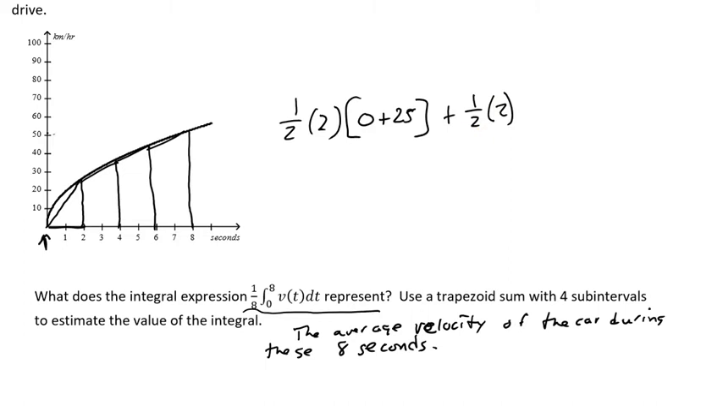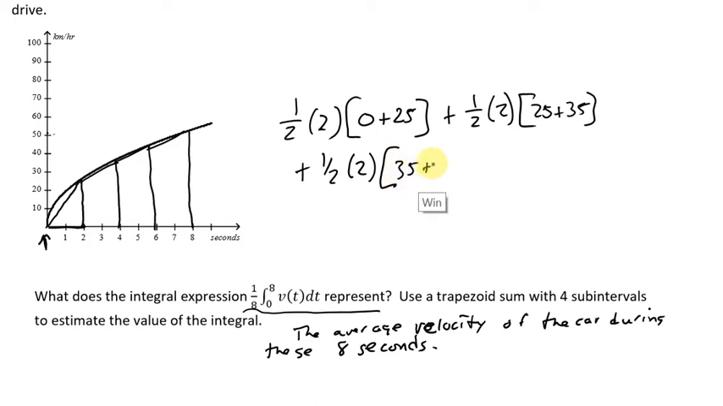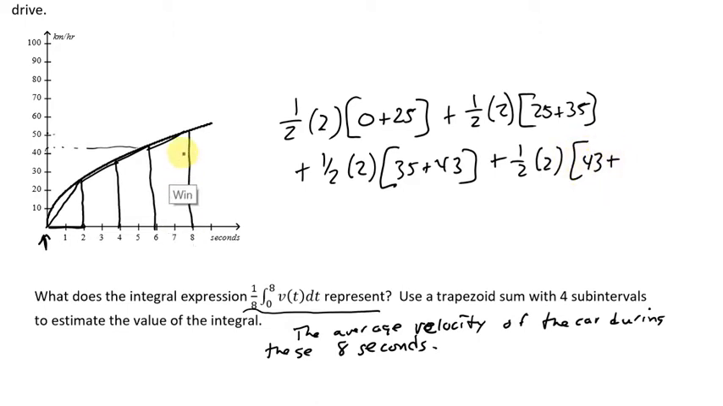And then it would be 25 plus, then that'd be 35. Plus 1/2 times 2 again, and then 35 plus at 6 it looks like it's not quite, maybe 43. Let's make it 43. Plus 1/2 times 2, and then 43 again, plus, and that height looks like it's maybe 51. Make it 52. Okay, how's that? 51, 52. It really doesn't matter. So these cancel.